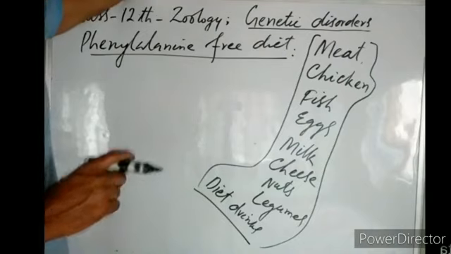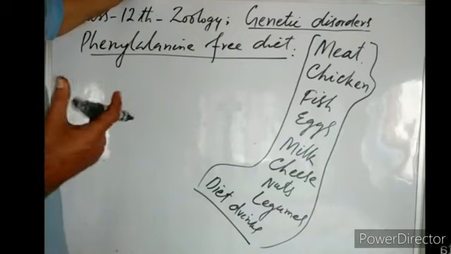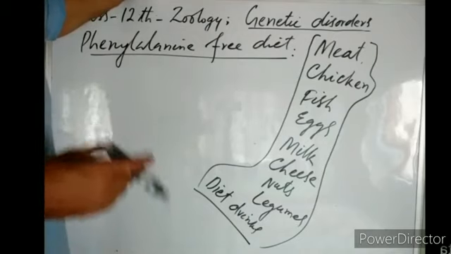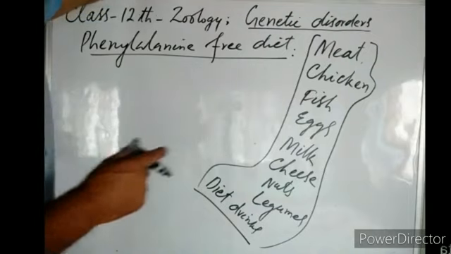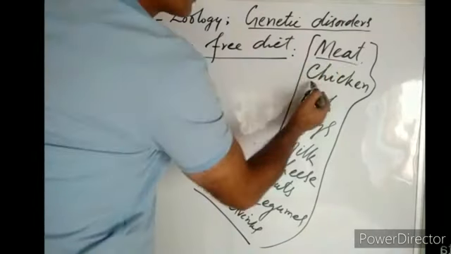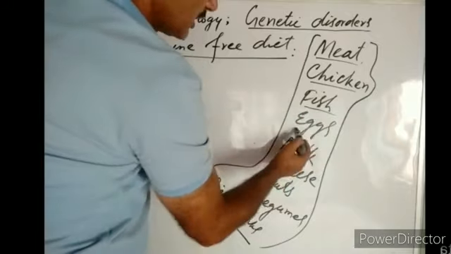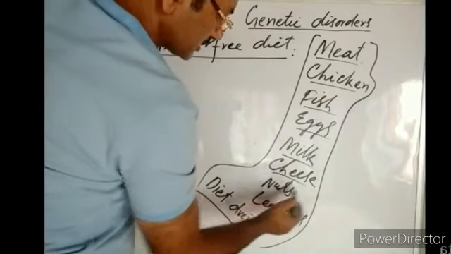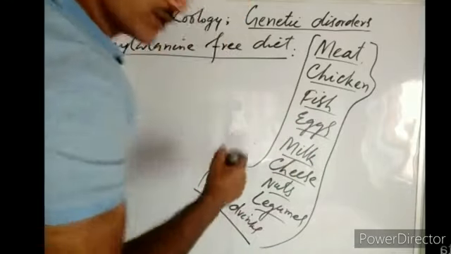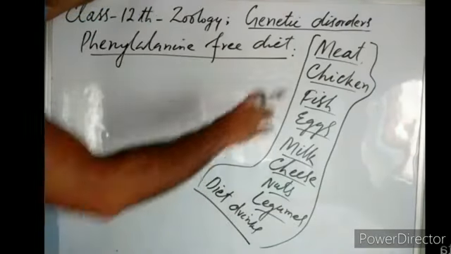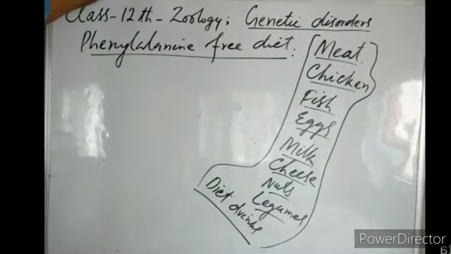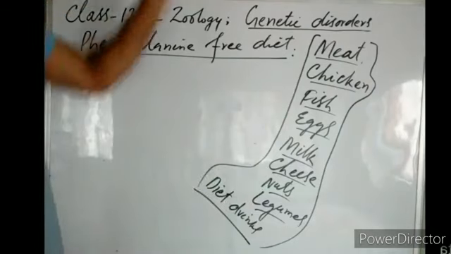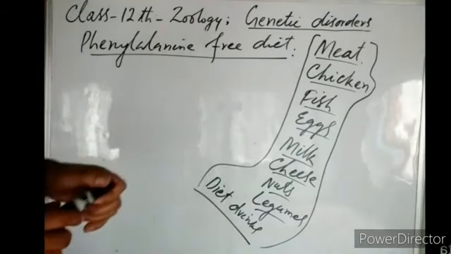So there is only one way out for phenylketonuria patients. They have to avoid a diet which contains phenylalanine amino acid. Mostly phenylalanine is present in meat, chicken, fish, eggs, milk, cheese, nuts, legumes, and diet drinks. So a person should avoid all these foods because they are rich in phenylalanine, right? This is the only solution for treating phenylketonuria.